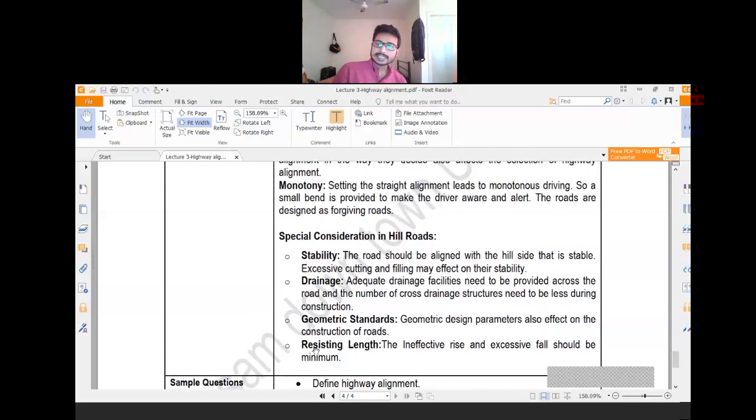Another thing is resisting length. Resisting length means the effective rise and excessive fall should be minimum. Rise and fall means how much up and down you are going on the hill road. If the effective rise and excessive fall is maximum or more, it will create a big hurdle for the different types of vehicles.